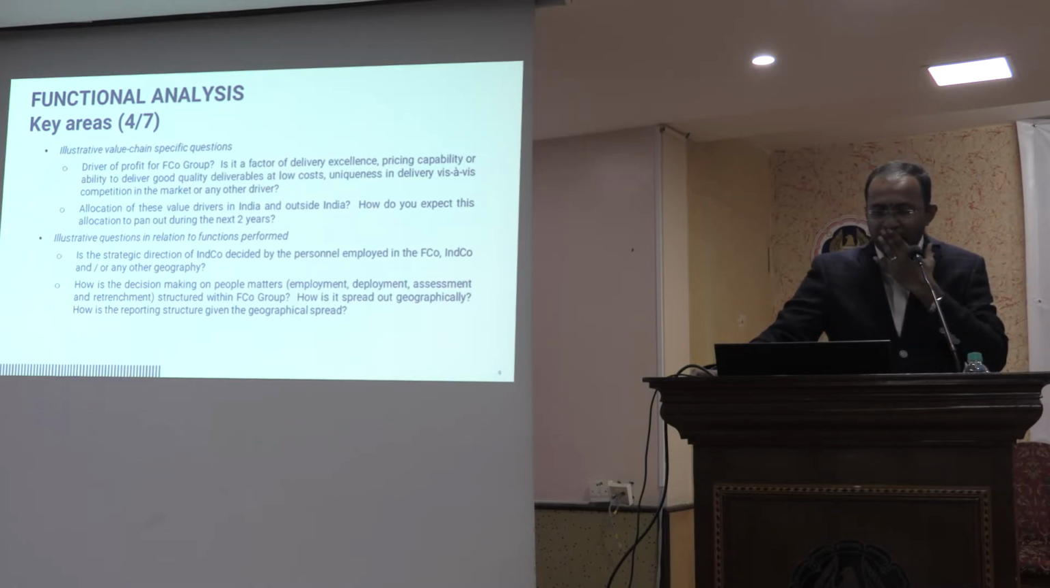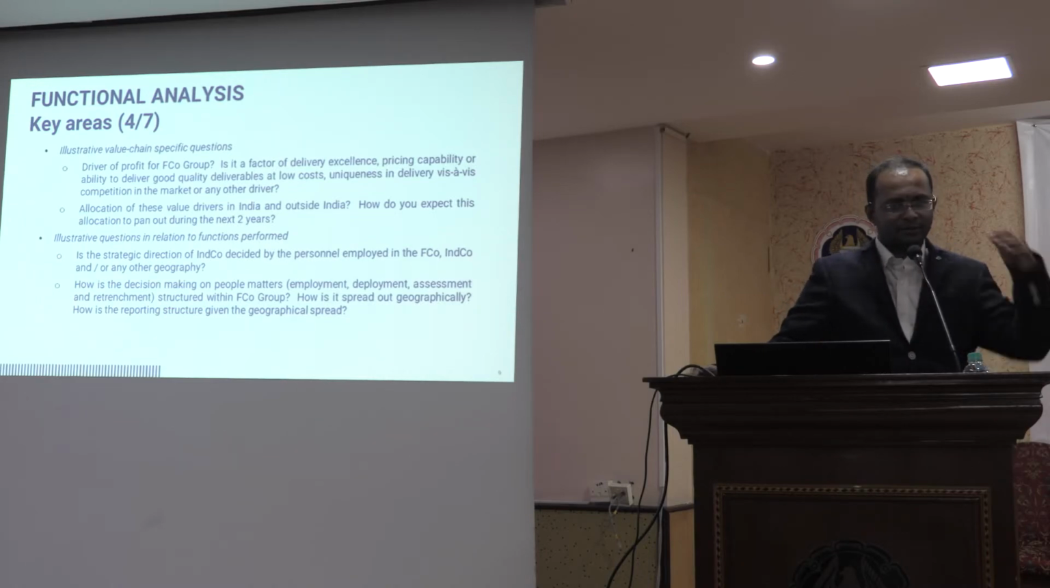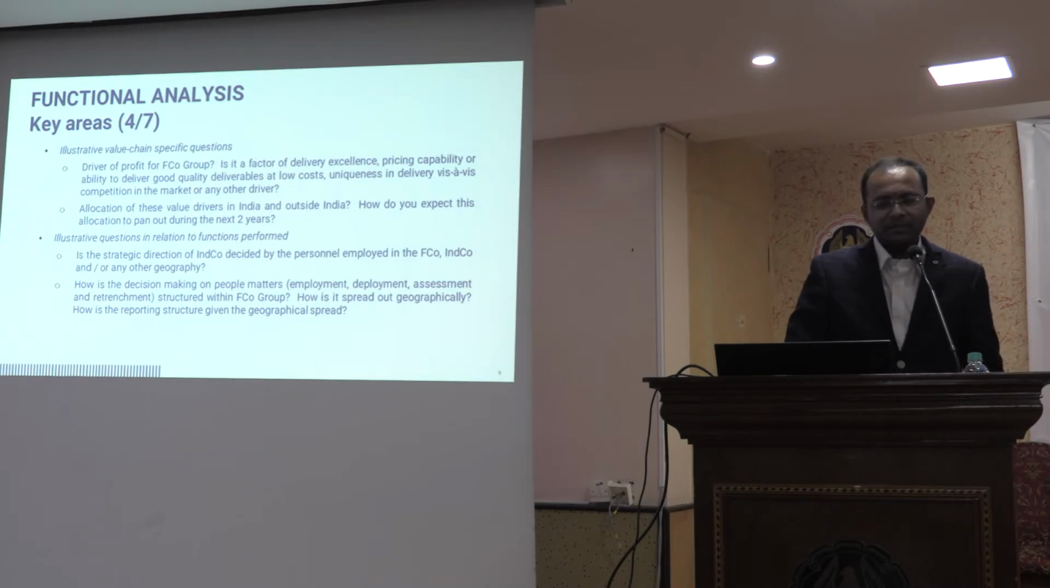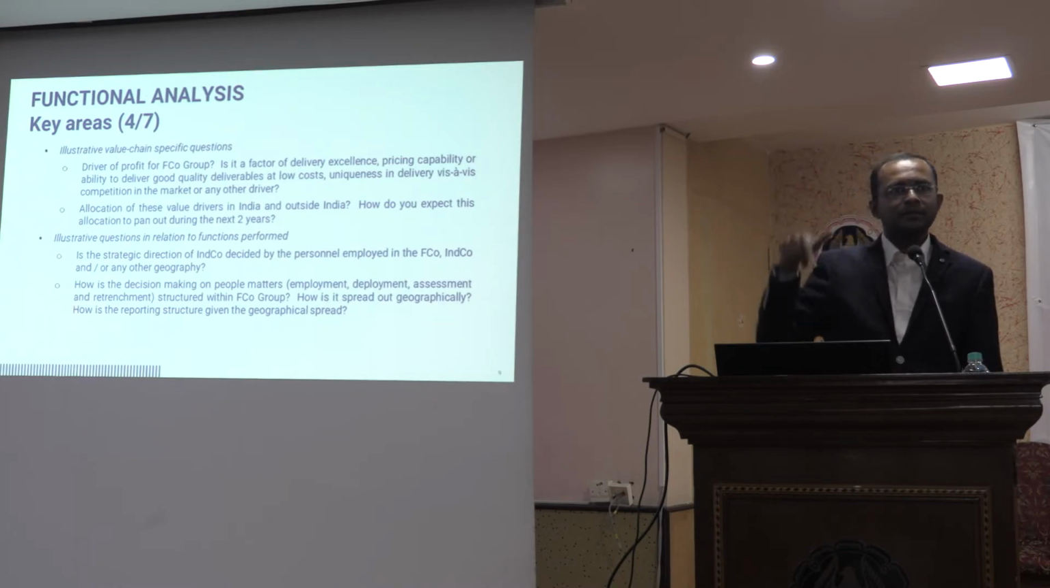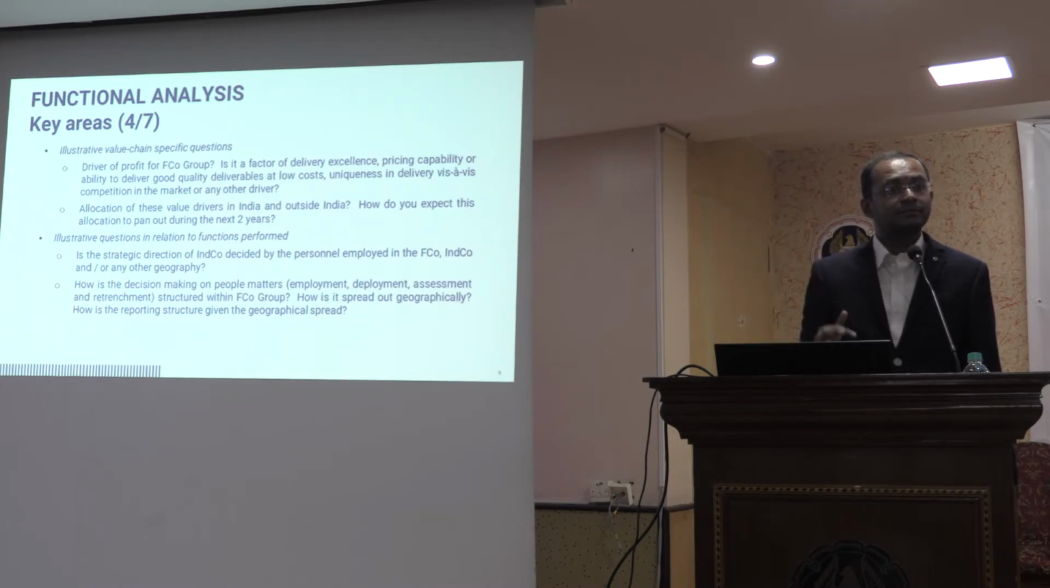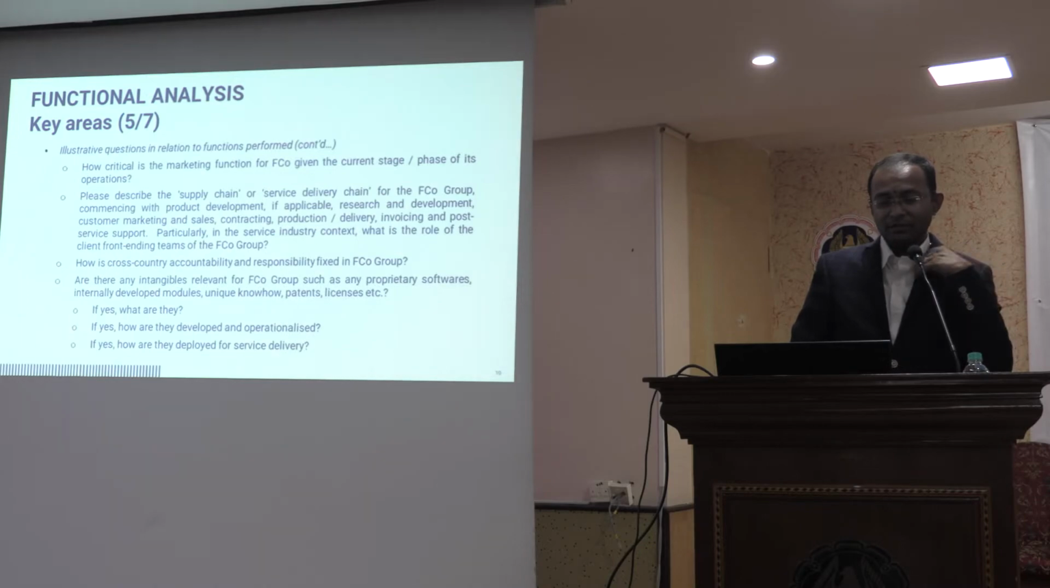Right? Again, on the functions performed, strategic direction of the INCO is decided by the person employed in the FCO, INCO or any other geography. So we went through this. How is the decision making on people matters? So the Indian CEO is appointed by whom? Is it appointed by the US company or the Indian board? Or by both? Important question. How is it spread out geographically? How is the reporting structure given the geographical spread? How critical is the marketing function for the FCO given the current phase of research?